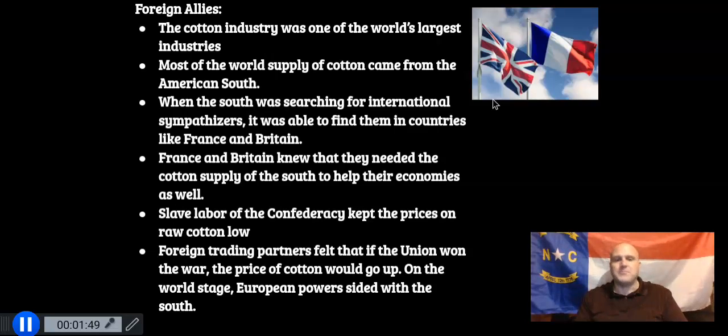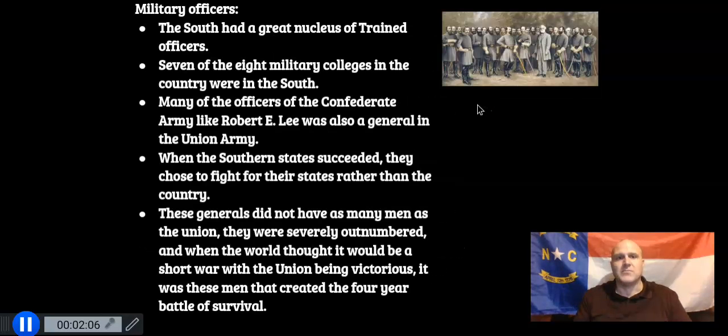Now remember, like I said, they didn't send an enormous amount of soldiers over here to help fight this war, but they knew that if the South were to lose, the price of cotton would go up because slavery would be abolished in the United States.